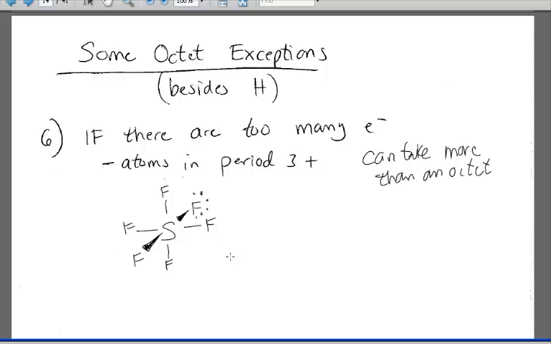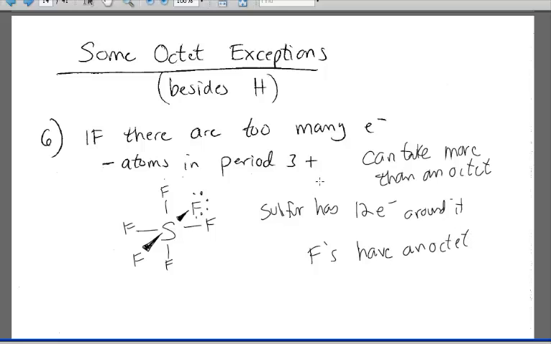So each fluorine has 6 additional unbonded electrons, and there are 6 total bonds, each of which has 2 electrons, so there are 12. Okay, sulfur has 12 electrons around it. The Fs will all have an octet. Okay, the fluorines cannot have more than an octet because they are not period 3 or greater. They are period 2. So they can't have more than an octet, but the sulfur can.